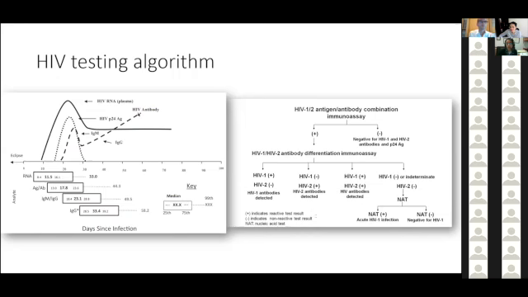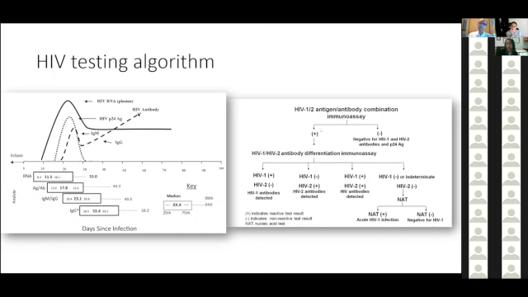This is the current CDC algorithm, recommended since 2014. I think it's due for updates, to be honest, but this is what we currently do here in the lab. When you have a patient suspected to have HIV, or you are screening in general, the very first screening test is an HIV-1/2 antigen antibody combined immunoassay. And this is currently run in the core lab.